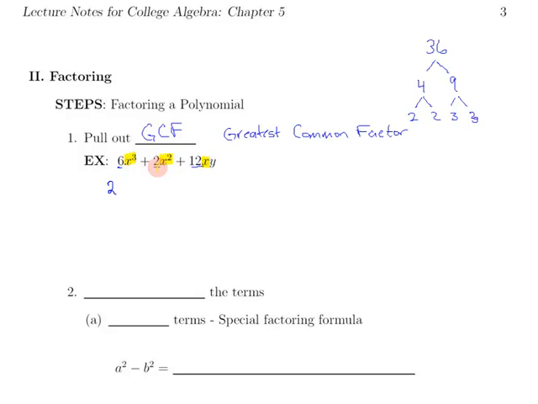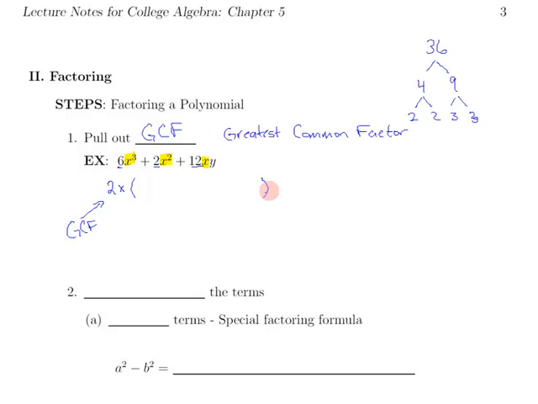I can't pull out 3 of them because the second term only has 2. I can't pull out 2 because the last one only has 1. But they all have at least one x. So x to the first power I can pull out. I cannot pull out a y because they don't all have a y. That would be my GCF.